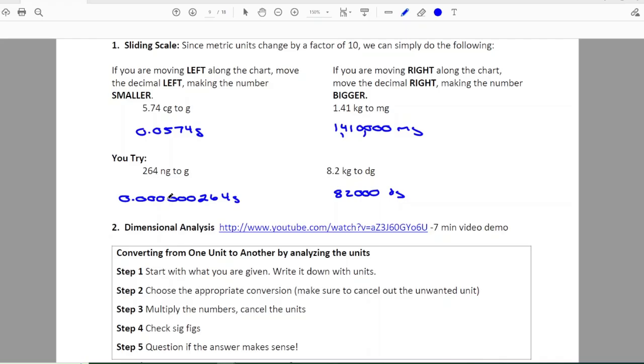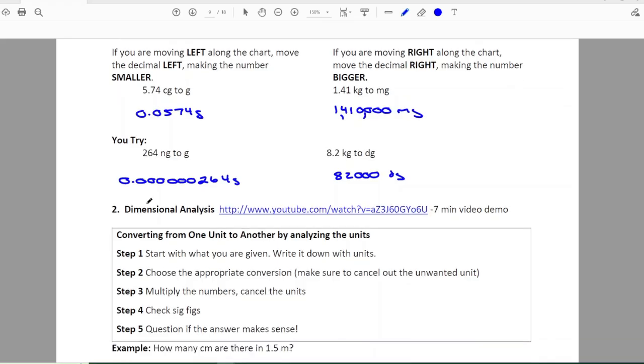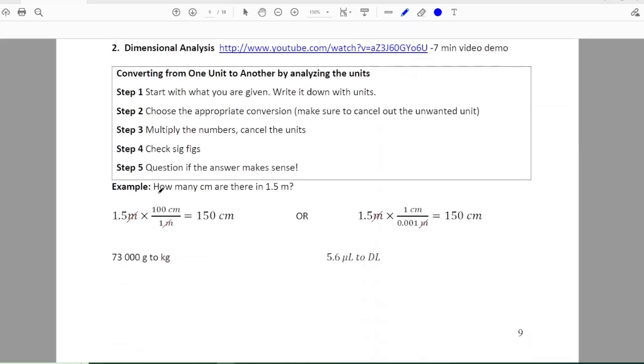So just understanding that the metric system has the prefixes and everything is powers of 10, and knowing that you can kind of just move left to right. So that's option number 1. Option number 2, we're going to use dimensional analysis. This is something that is used in chemistry a ton. So if you're taking chemistry, this will probably be your method of choice.